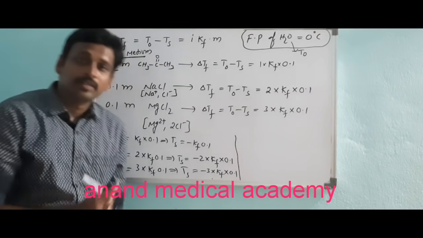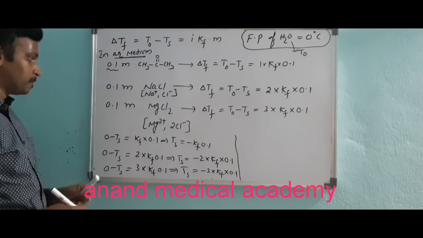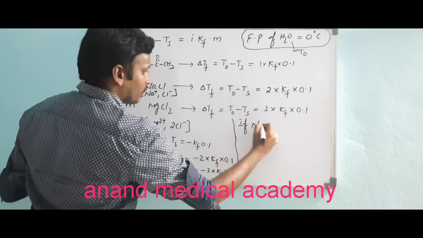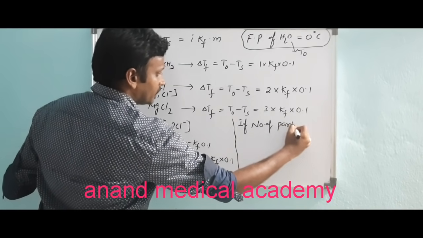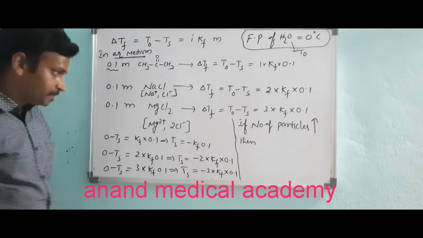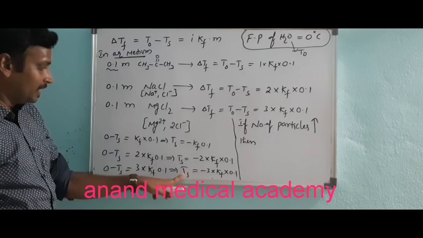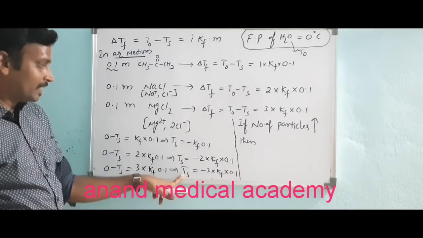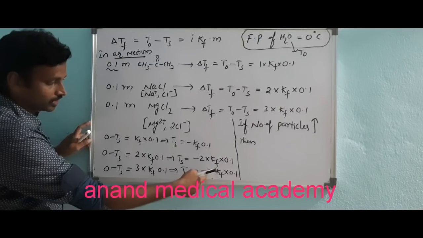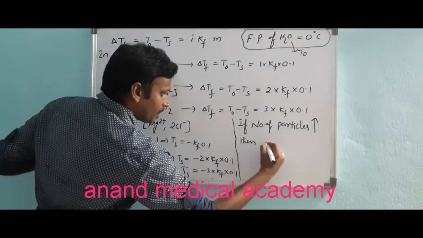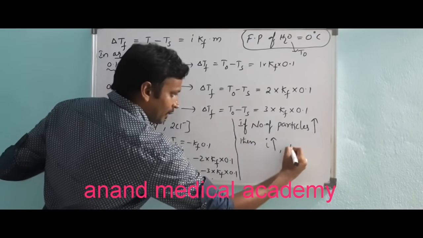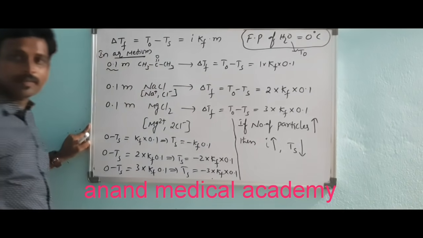That's it. Got it? So observe these three; you can say, if the number of particles increases, what happens? Ts value will decrease. See, number of particles is 3, so 3 into something: this will be more, this will be less. So if the number of particles increases, i value increases and Ts value decreases.